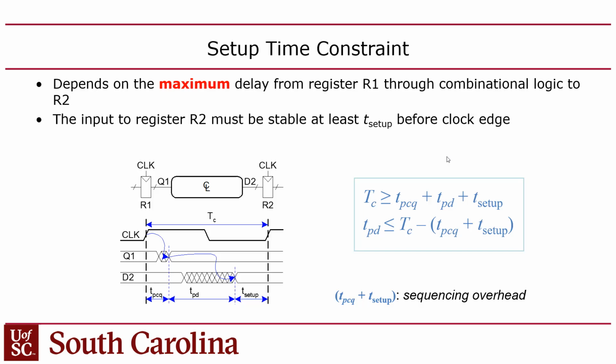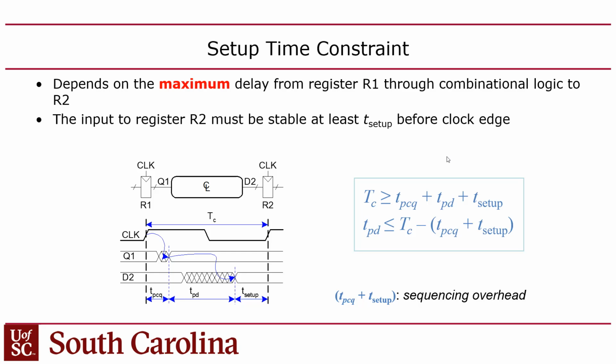Okay, so we have this thing called the setup time constraint. The setup time constraint says that the clock period has to be greater than or equal to, in other words, the clock period has to be long enough to allow for the propagation delay of the flip-flops that are sourcing the input into the combinational logic.